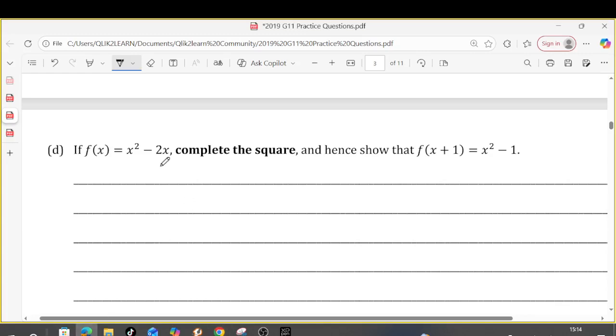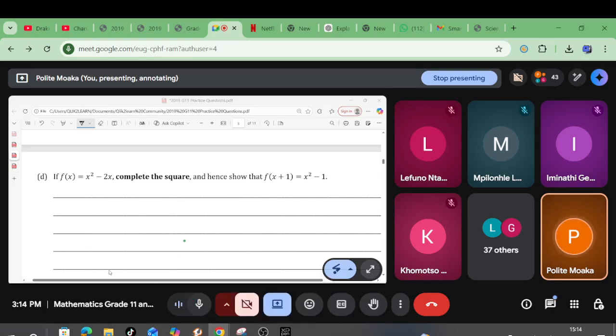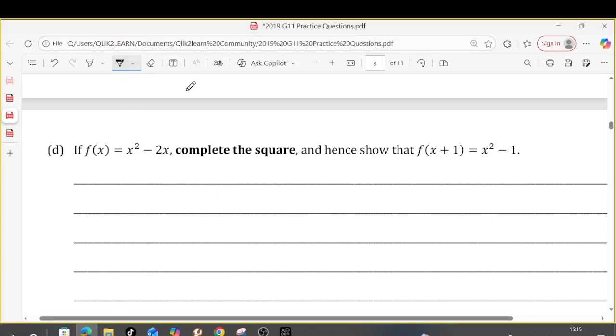They say that if f of x is equal to x squared minus 2x, complete the square. I don't want to be confused. I'll solve the first part of the problem, which is completing the square. And I think everyone now knows how to complete the square.